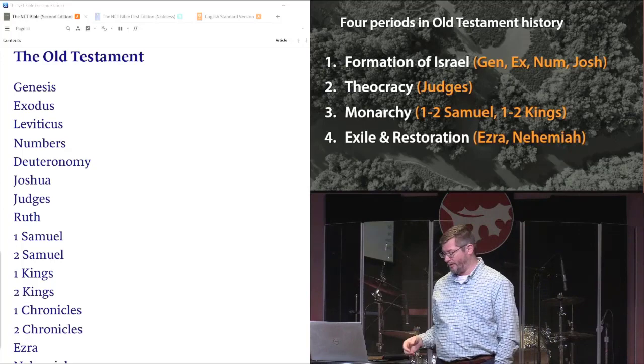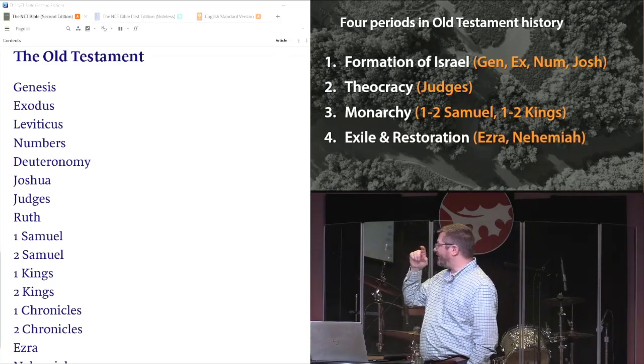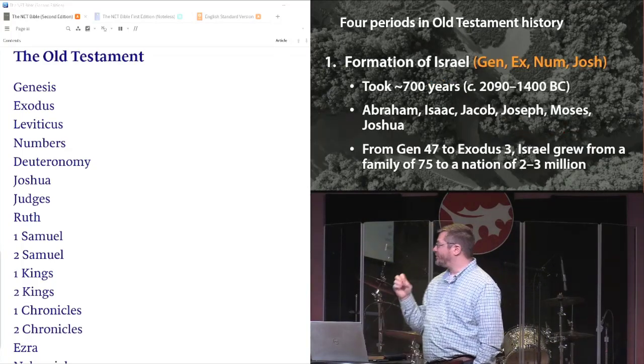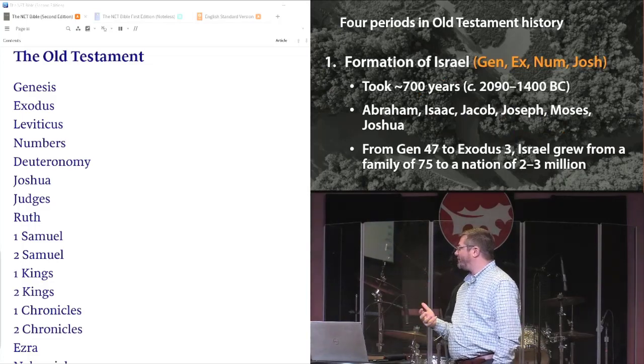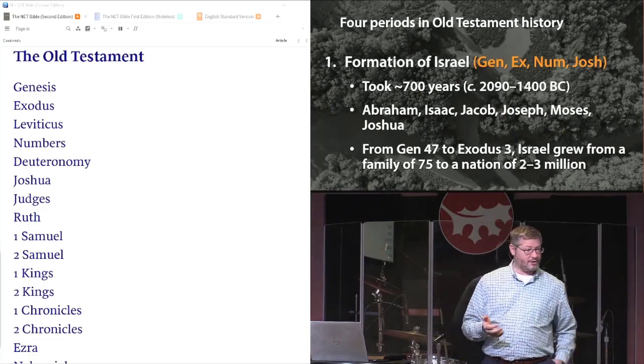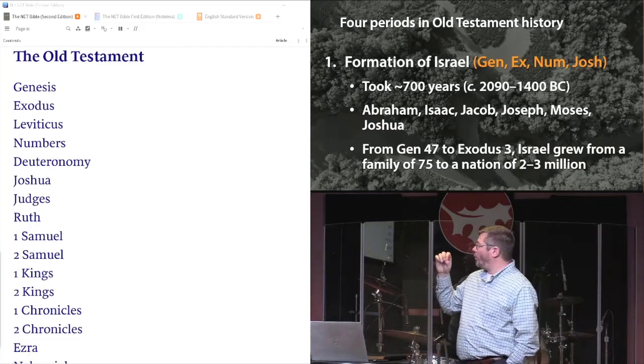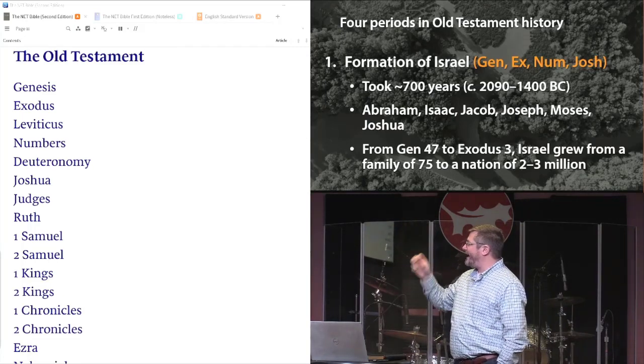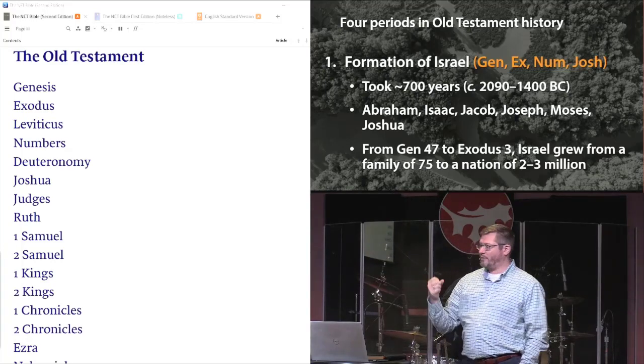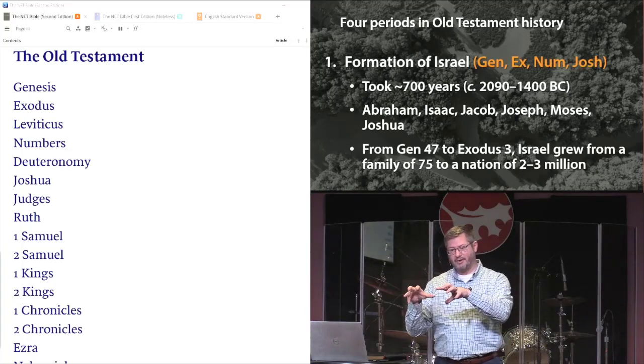moving literally all the way through the rest of the book as we follow through these 11. So Genesis, Exodus, Numbers, and Joshua took about 700 years. That's the area. We see certain key people: Abraham, Isaac, Jacob, Joseph, Moses, and Joshua. There are others in there as well.